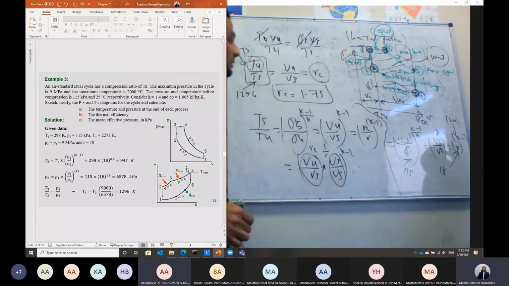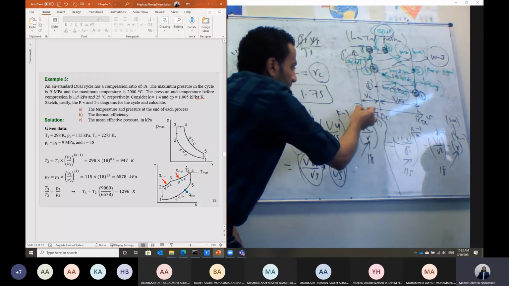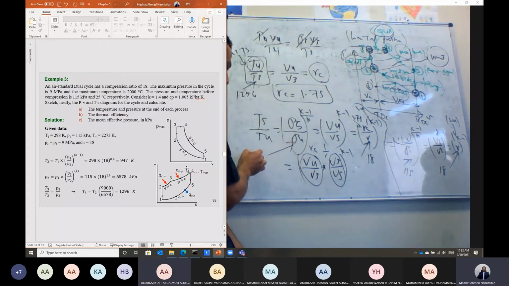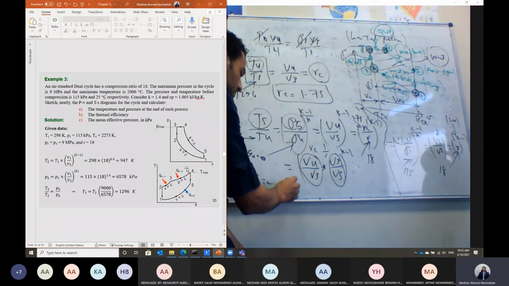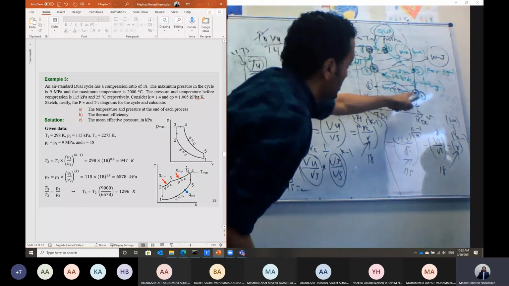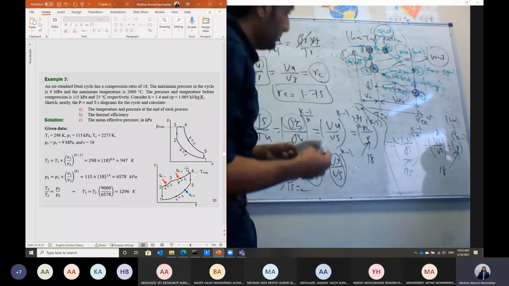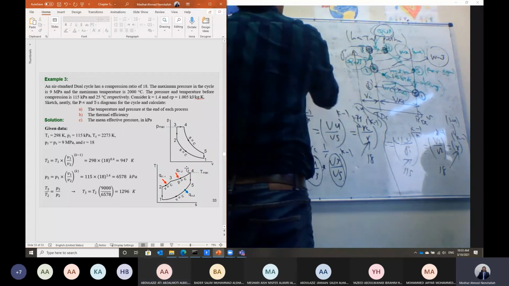Right, here we have R equal to 18, RC is 1.75, K is 1.4. We have P4 given as 9,000 kilopascal. T4 is given already, 2,273, and by this we can calculate the temperature T5. Also we can calculate the pressure P5 in this case. So starting from point 1, we can just go process by process. Then we can calculate all pressures and all temperatures at all points within the cycle.